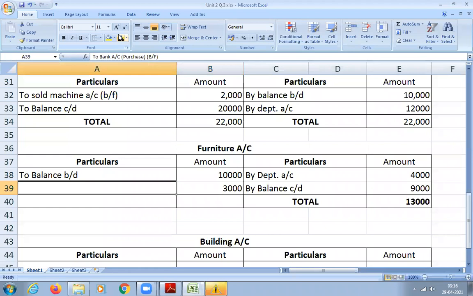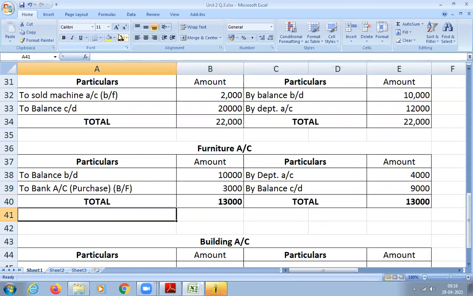So what can we call that 3,000 as? Purchase, because there is no profit on sale. So we can comfortably write to bank account, that is purchase of furniture. That means they have purchased 3,000 worth of furniture. That is not clearly told in the question. These are called hidden transactions. So all these purchases will go where? In the fund flow statement. So when you are writing the fund flow statement, please remember these purchases.